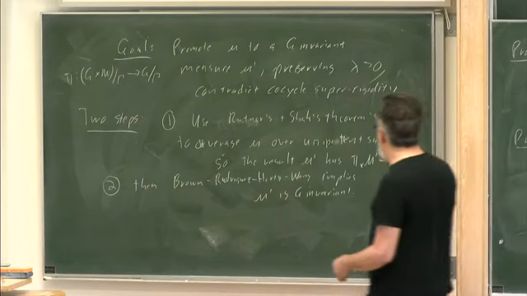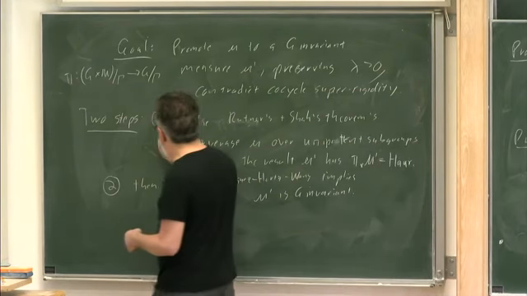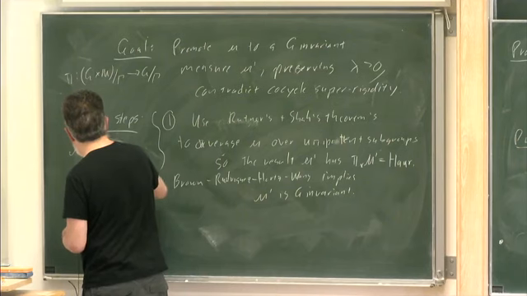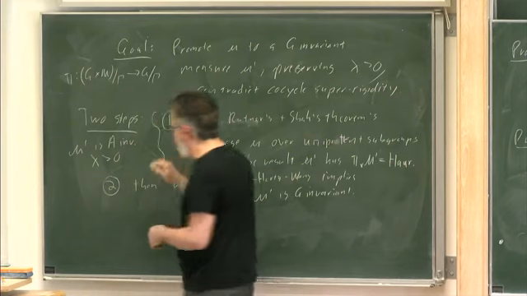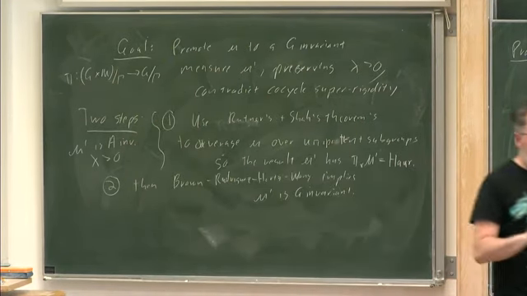Right, and maybe I should be clearer here. Here, mu prime is A invariant, and lambda is still positive. That's what you know at the end of this step. It's A invariant, it projects to Haar.